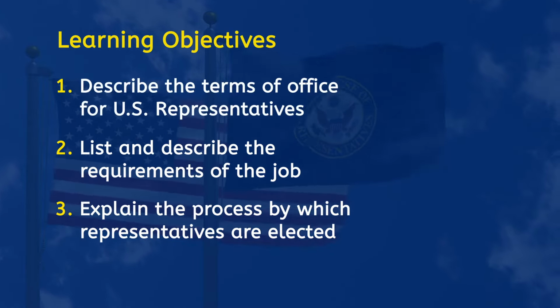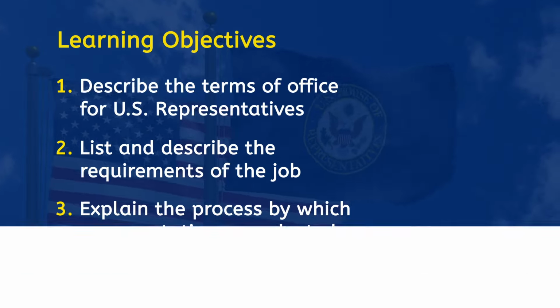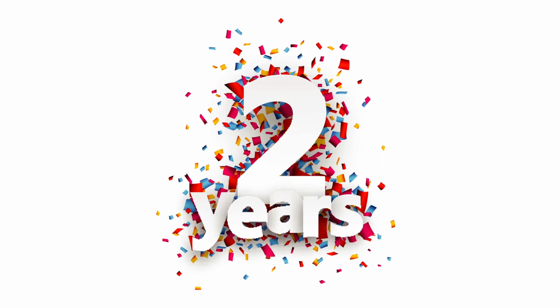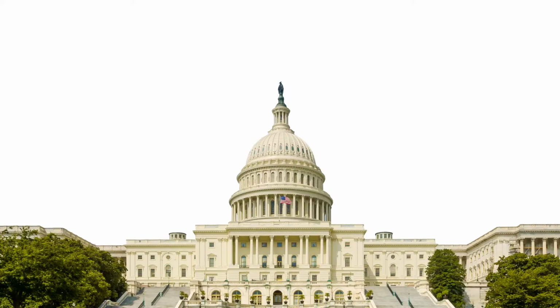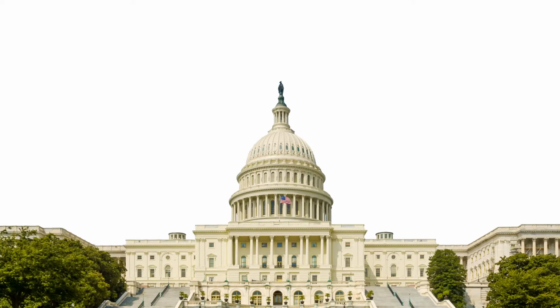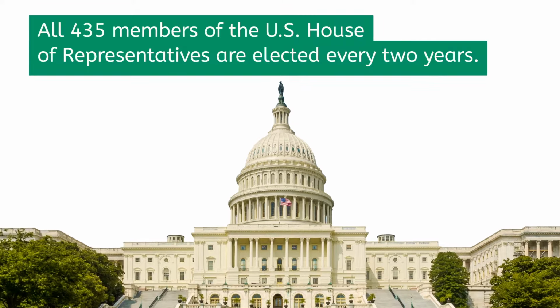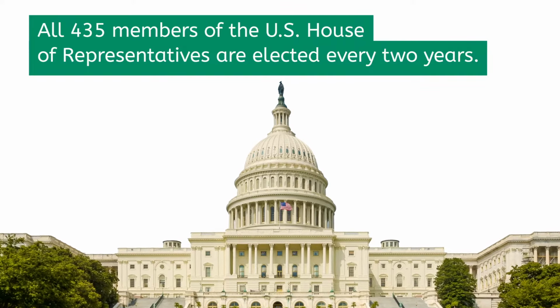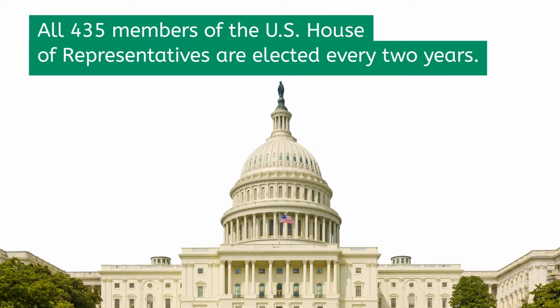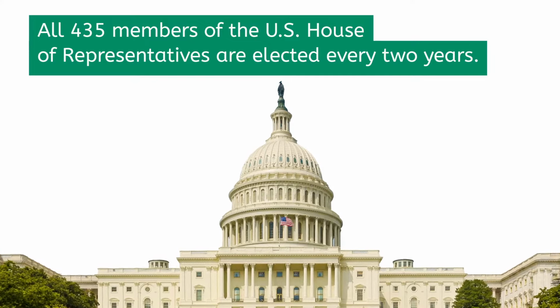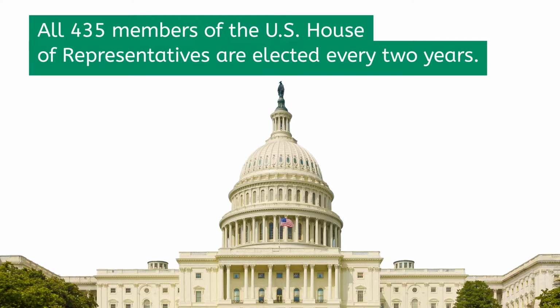The first objective is easy to cover. Representatives are elected for 2-year terms. That means they serve 2 years, then must be re-elected to stay in office. An interesting fact about the U.S. House of Representatives is this. The entire membership of 435 people is elected every 2 years. That means that every other year, every person in one of America's most important jobs could be replaced.